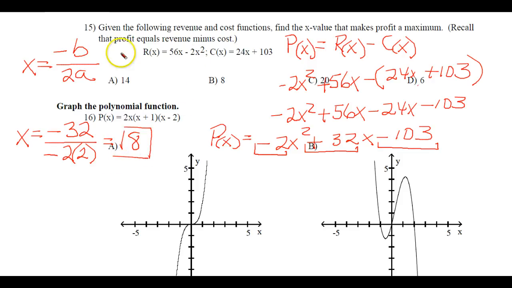So our value then for our x in here to make a profit a maximum is 8. And again, lots of formulas that we needed to execute this particular example.